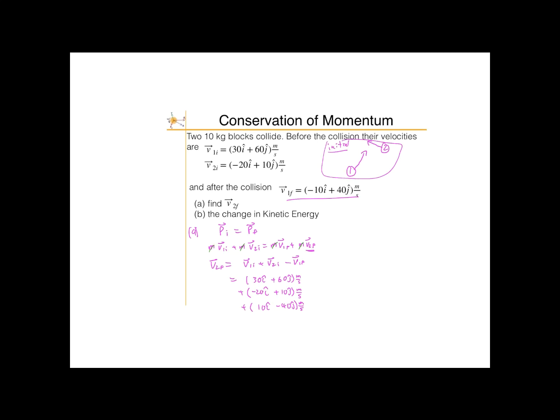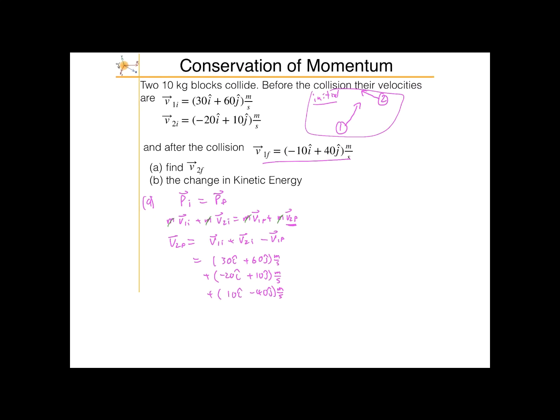So now with this, I can add them together. I'm going to add the 3 i hats, right? 30 minus 20 plus 10. So I end up with 20 i hat. And then for adding all the j hats together, 60 plus 10 is 70, minus 40 is 30. So plus 30 j hat meters per second. So that's the final velocity vector for after the collision.